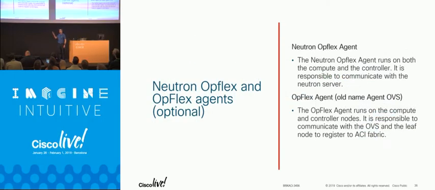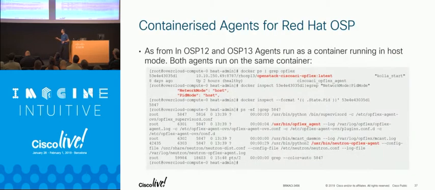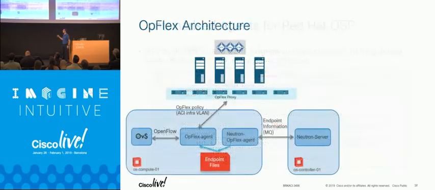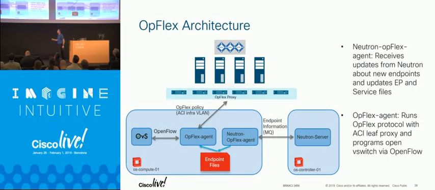What is the second? So AIM controller, or AIM daemon, which now runs as a container, right? So that's a fundamental thing. The second is the Neutron OpFlex agent and the OpFlex agents. Those are two things which are running optionally in the compute nodes. Again, these are containerized right now. I put this slide on just to show you a bit more in detail what they are doing.